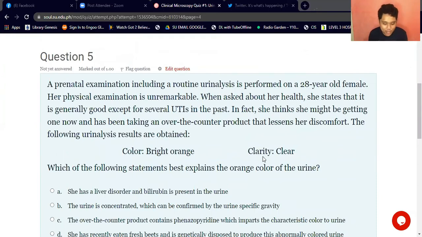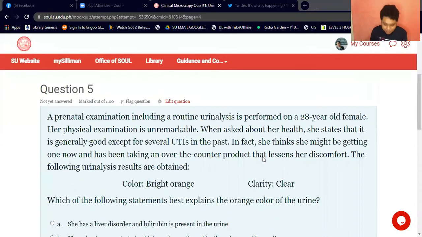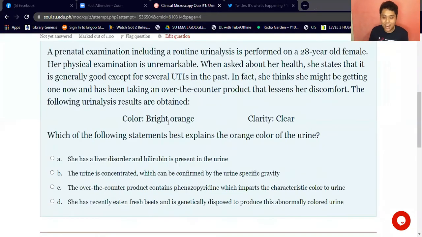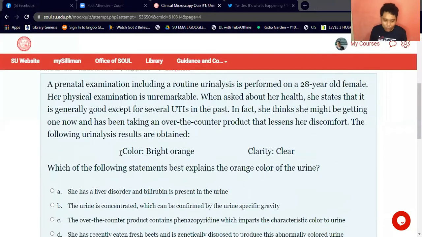A prenatal exam including a routine UA is performed on a 28-year-old female. Her physical exam is unremarkable. When asked about her health, she states that it is generally good except that she keeps getting UTIs, and now she is taking medication to prevent the UTI. The color is bright orange and the clarity is clear. So the question is, what is the reason for the orange urine?